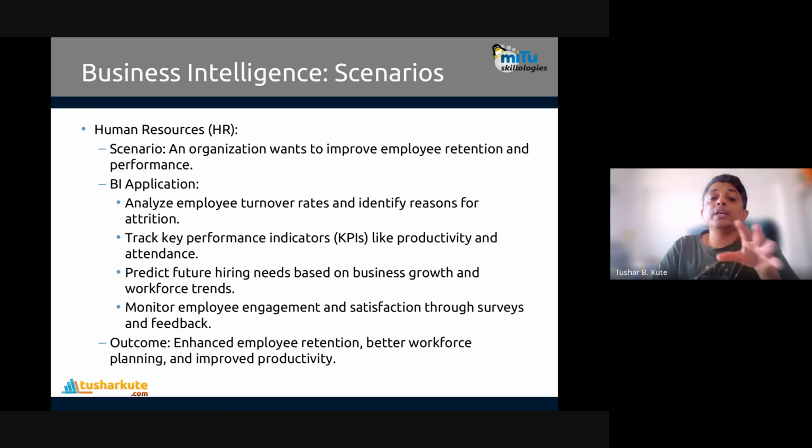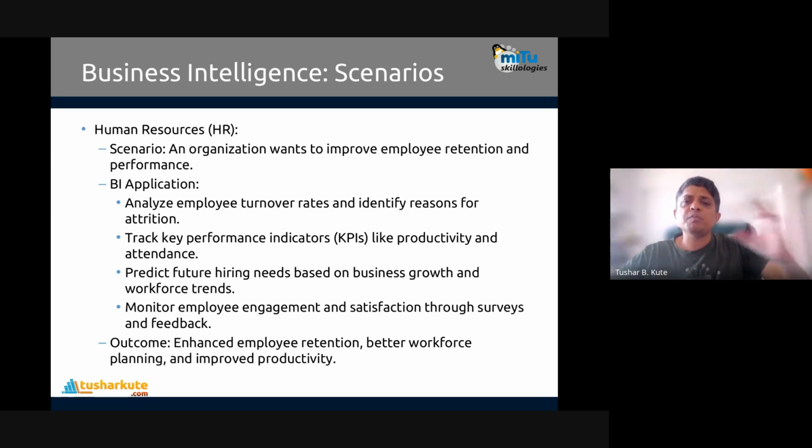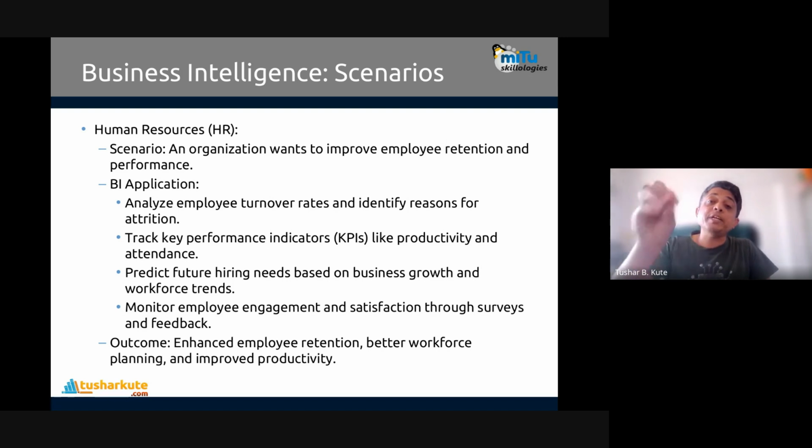Now, an organization wants to improve employee retention and performance. It's not like the employee joined, after 2 months or 6 months has left, again new employees come, again one leaves after 1 year. So employees are not getting retained for more than 1 year. That is a problem. Even their performance is declining, it is not improving. Some kind of problem may be present. How can a BI application be used over there?